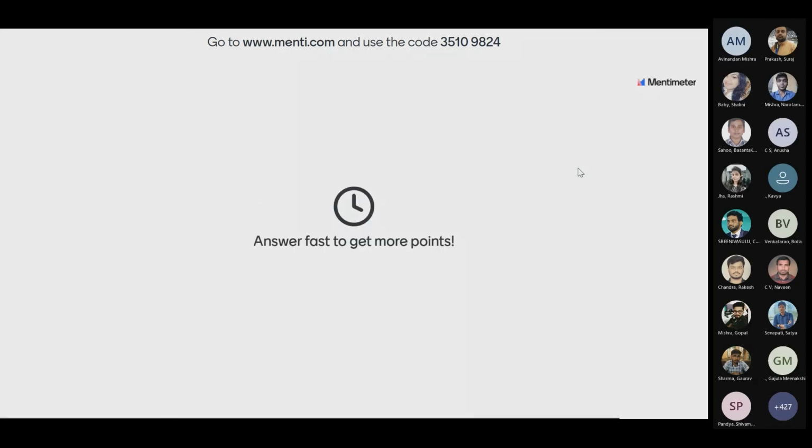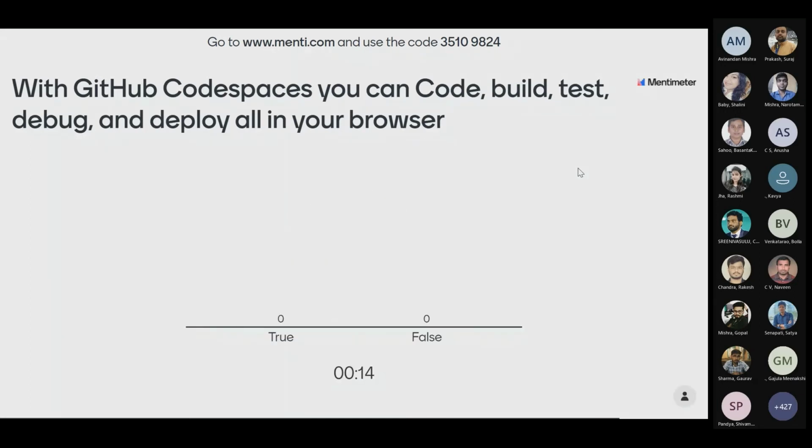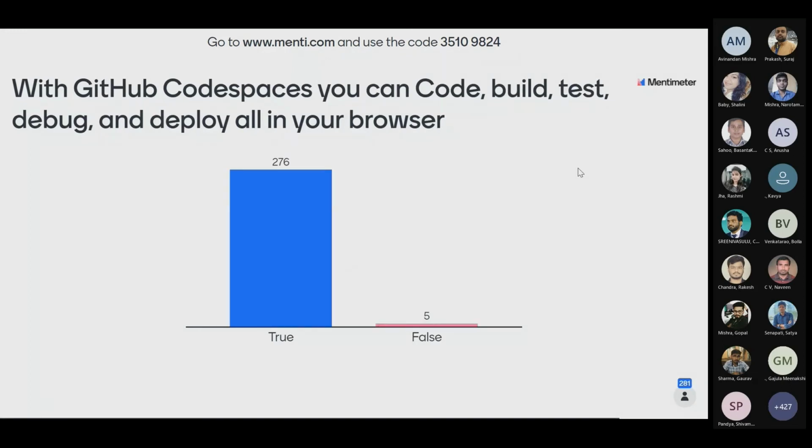Be quick in answering it. With GitHub Codespaces, you can code, build, test, debug, and deploy all in your browser. True or false? 7 seconds to go. 3, 2, and 1. It's time up. So yes, maximum responses. True is the right answer.